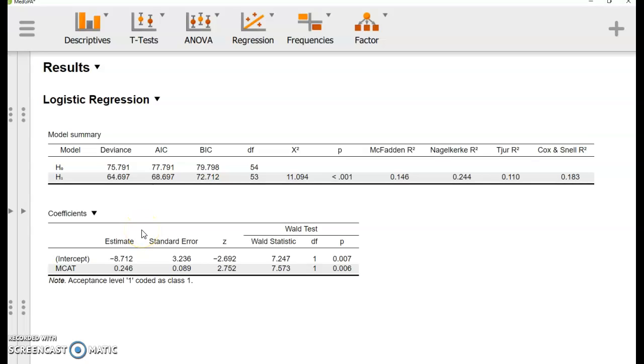For part A, you need to write the equation. So you would have two possible equations here. One would be that the logit of our predicted acceptance rate into med school equals negative 8.712 plus 0.246 times the MCAT score. So that one's really simple on the right side of the equation. It's very similar to what we did in linear regression. The problem is the left side of the equation isn't predicted acceptance rate into med school, it's the logit of that.